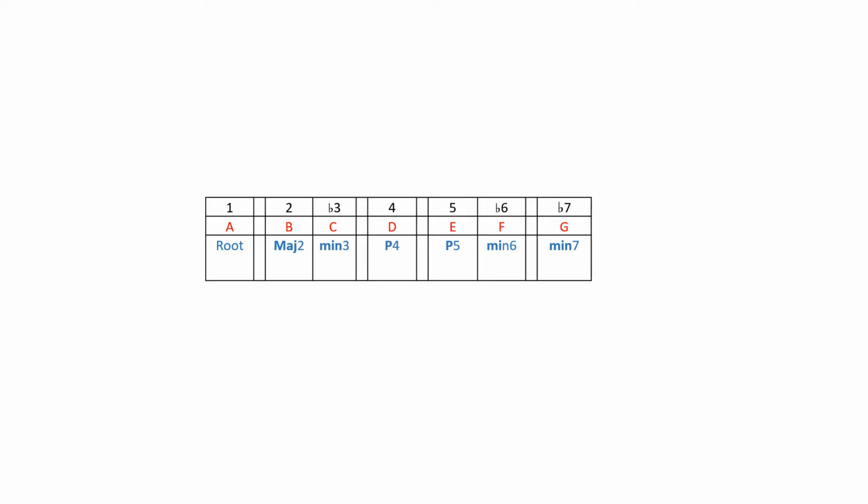The natural minor scale has the following interval formula: 1, 2, flat 3, 4, 5, flat 6, flat 7. Let's consider the A natural minor scale, which has only natural notes. The 7 notes in the scale are A, B, C, D, E, F, G.